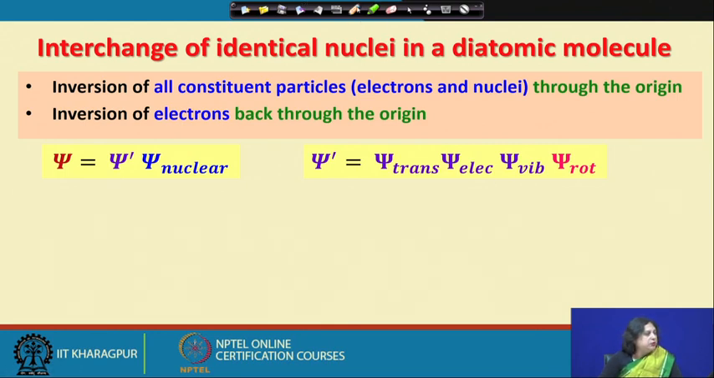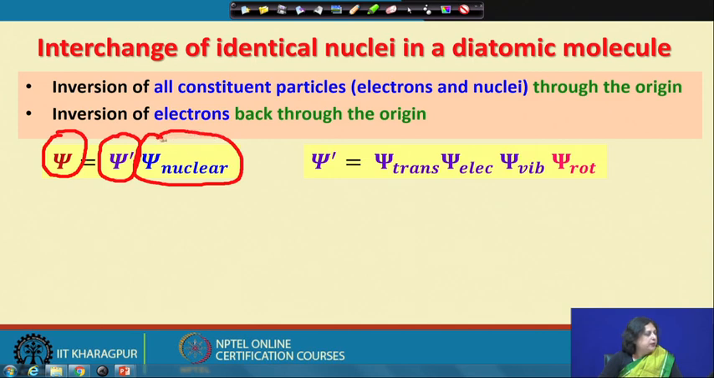Now, we have already noted that my total wave function is a product of something like psi prime and a psi nuclear. Now, psi nuclear is a nuclear wave function and it is associated with the solution of the Schrodinger equation for the nuclear energy eigenstates. Now, what is psi prime? In our discussion of the heteronuclear diatomic molecule, we actually looked at the different dependencies of this psi prime on the translational degree of freedom and electronic degrees of freedom, then vibrational and rotational degrees of freedom.